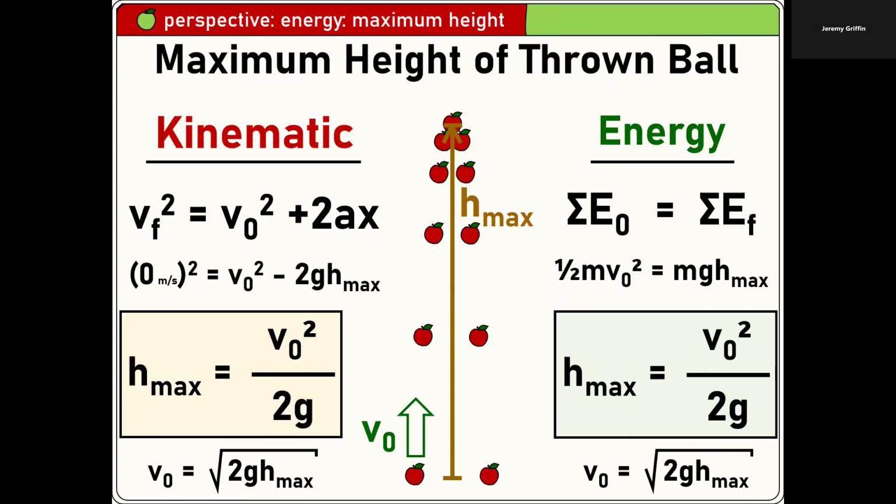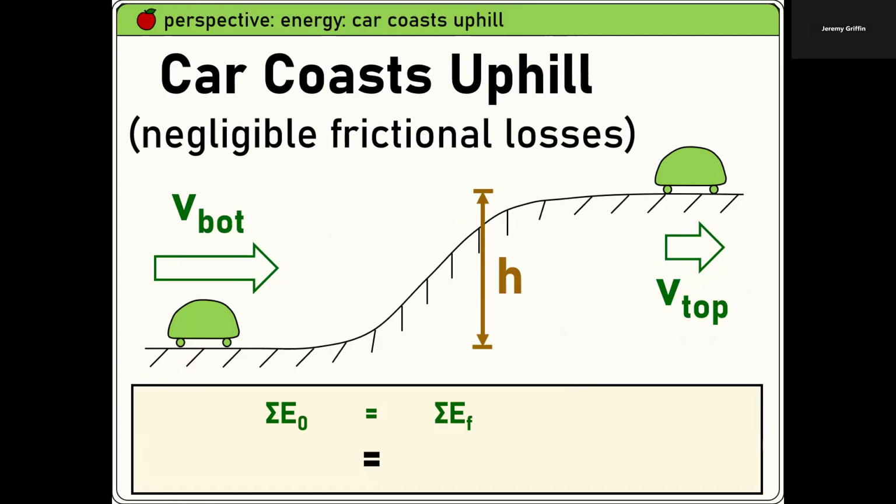Alright, there's two methods. You guys got both of those in your notes. Oh, here's a nice one. Car goes up a hill. We're back in the car a bit, but there is a hill. You're going up that hill over I-95. You're just coasting. There's no frictional losses. Don't worry about that.